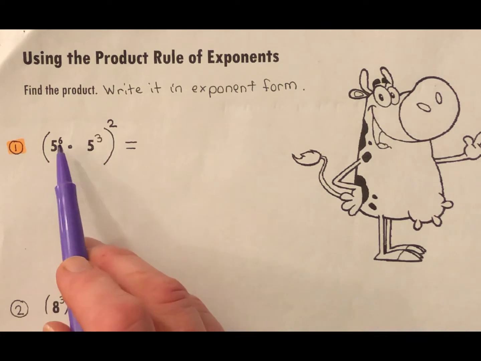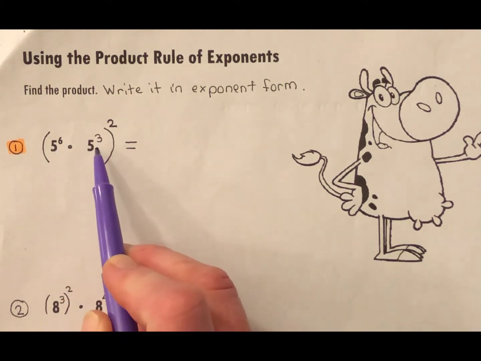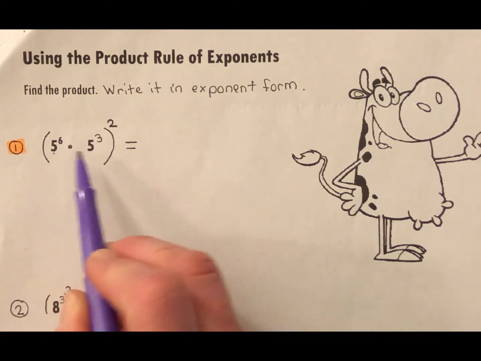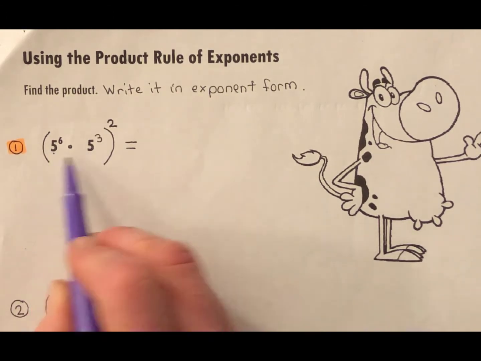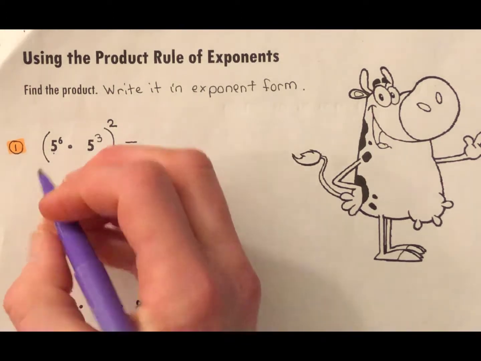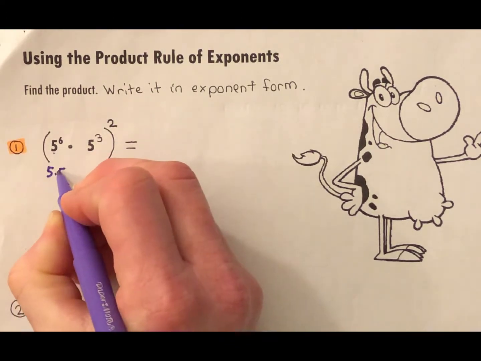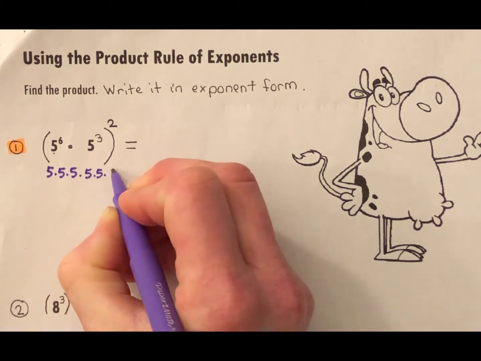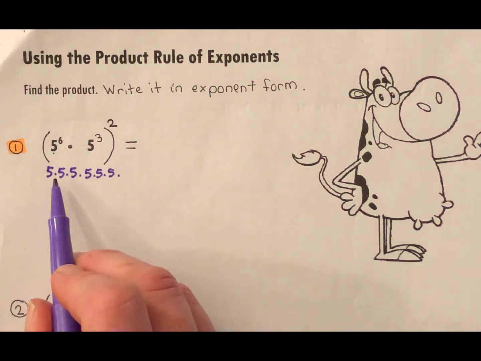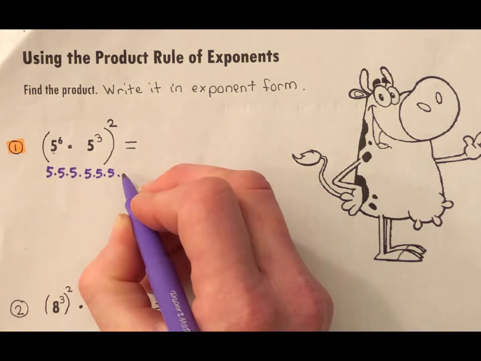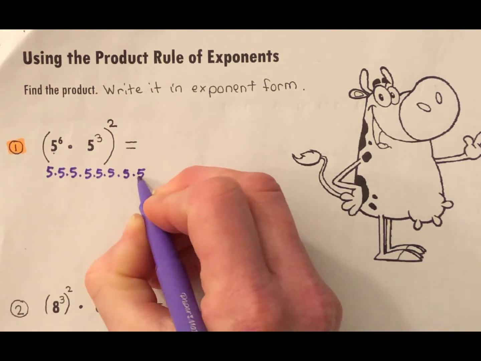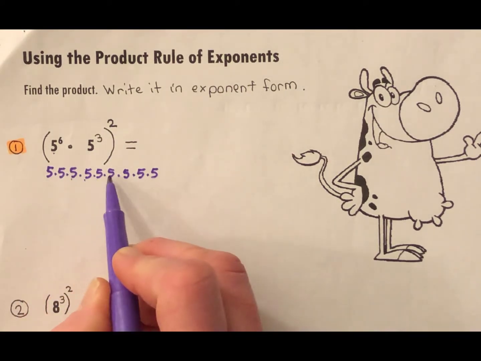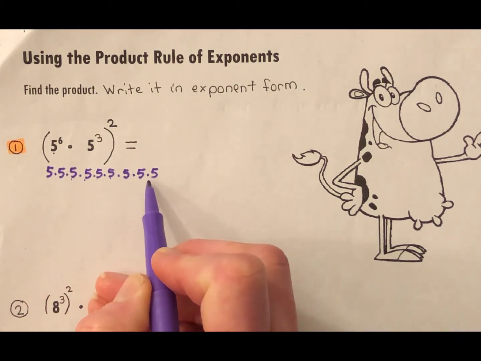So I've got 5 to the 6th power times 5 to the 3rd power squared. Since these both have the same base, both 5, I'm going to go ahead and put these together. I know that 5 to the 6th power would be 5 times 5 times 5 times 5 times 5 times 5. And then 5 to the 3rd power would be 5 times 5 times 5. So that's 9.